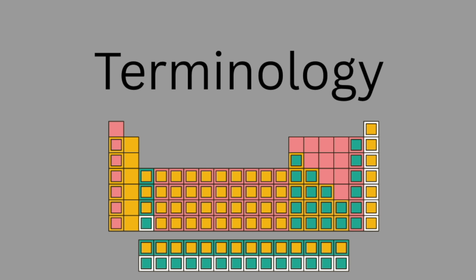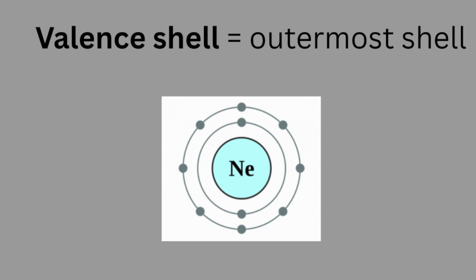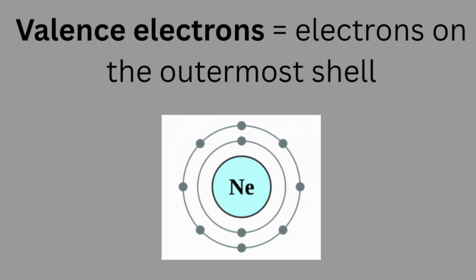Let's begin with some important definitions. The valence shell is the outermost shell of an atom. Valence electrons are the electrons in this outer shell, and they're key to how atoms react.